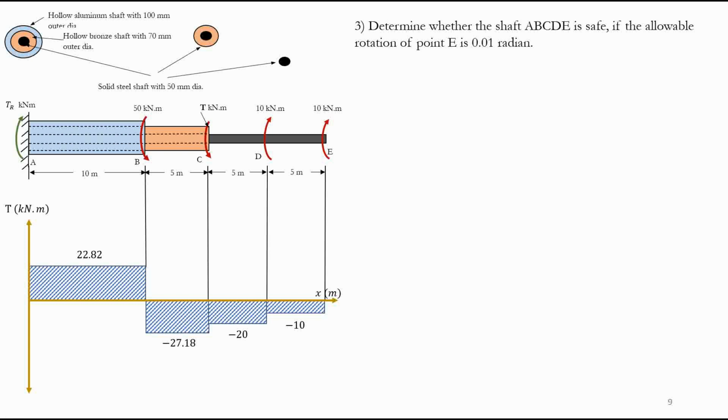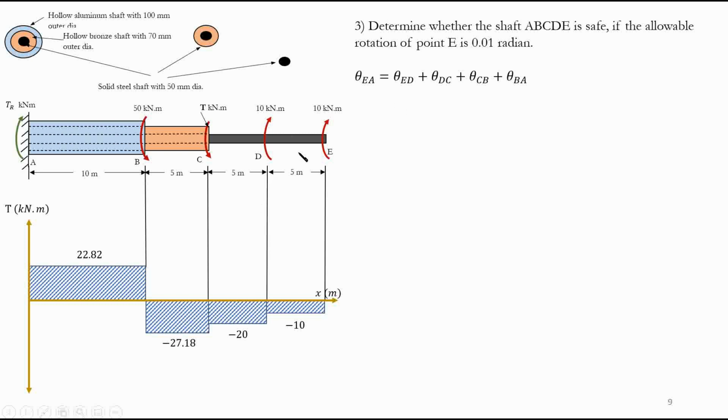Finally, what is the question asking us? It's asking us whether the shaft ABCD is safe if the allowable rotation of point E is 0.01 radians. So what is the allowable rotation of point E? It's the rotation of E with respect to A, to the wall. So what is theta EA? It's theta E with respect to D, D with respect to C, C with respect to B, B with respect to A, right?